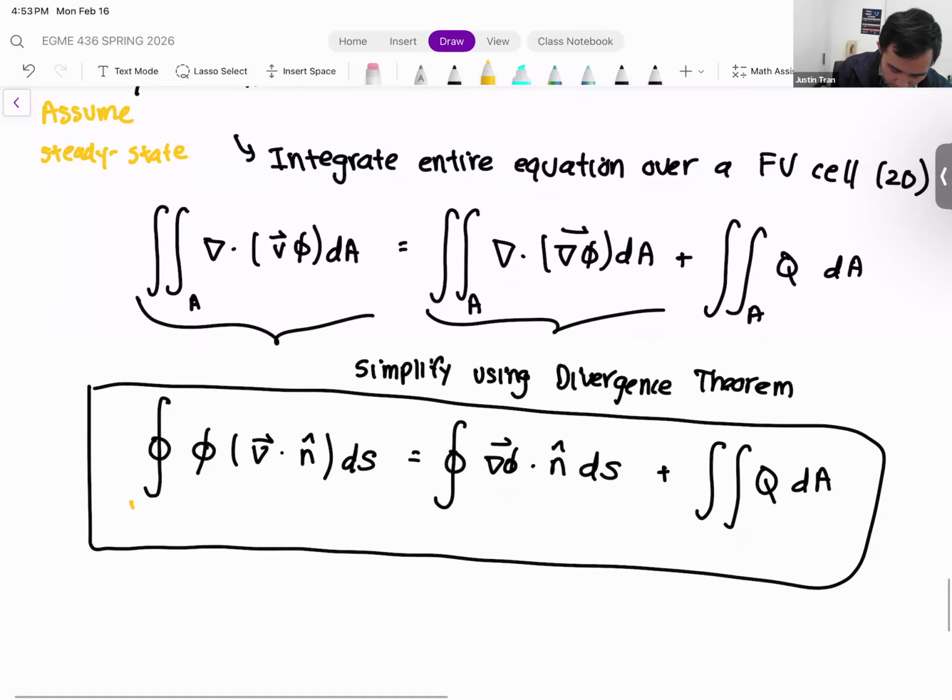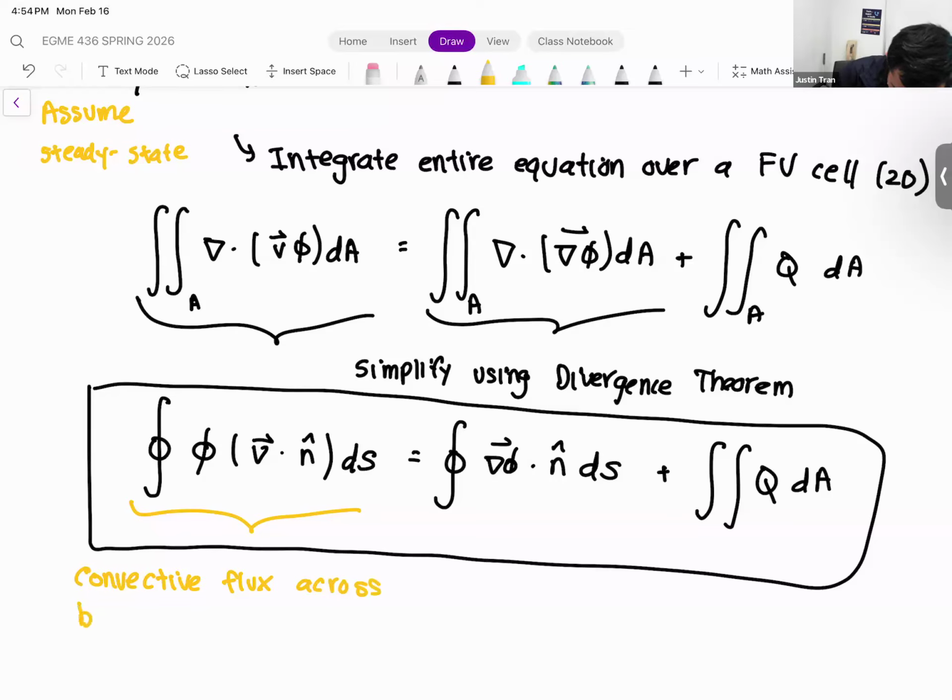So this first term here, right? The origins of this term were from convection. One way that we can interpret this term is that this is what we call the convective flux across the boundary of our finite volume cell. And we'll remind ourselves what flux means in a second, but hopefully everyone remembers what flux is from Reynolds transport. Okay. The second term here, this is our diffusive flux.